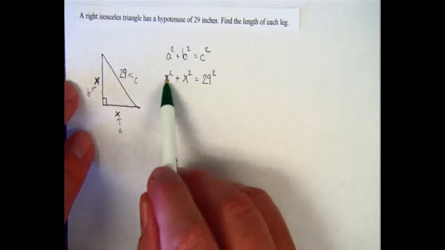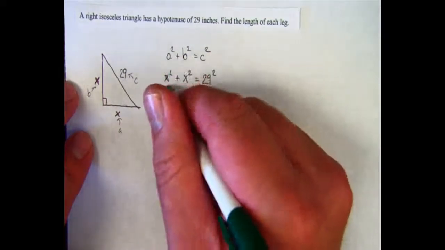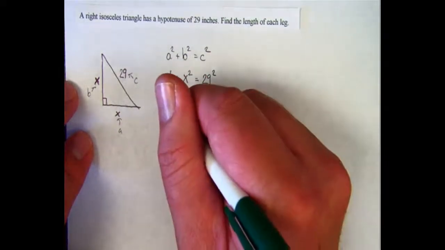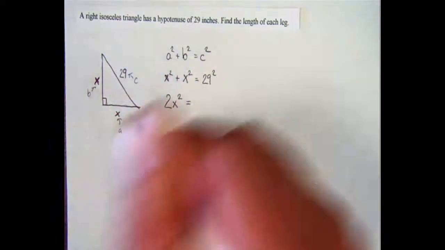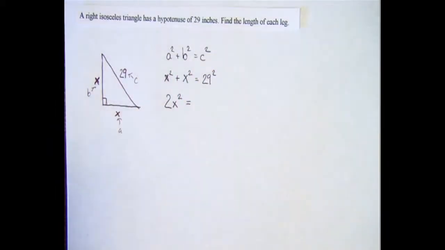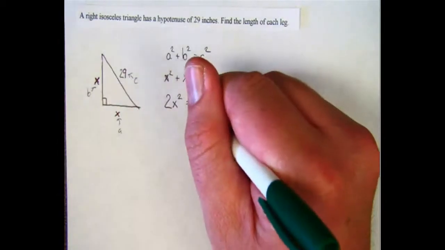So now I can add x squared plus x squared. If I take one of something and add another one to it, I end up with two of those things, so that's 2x squared equals 29 squared, and if ever there was a job for a calculator, the calculation of 29 squared is it. So that would be 841.